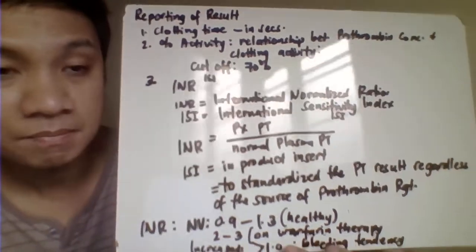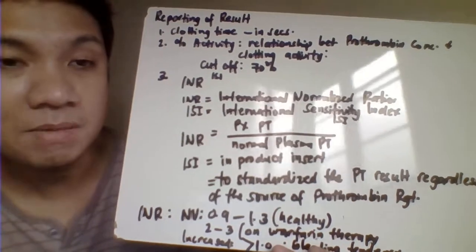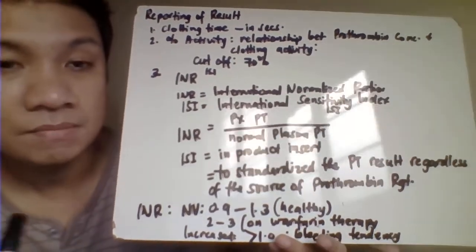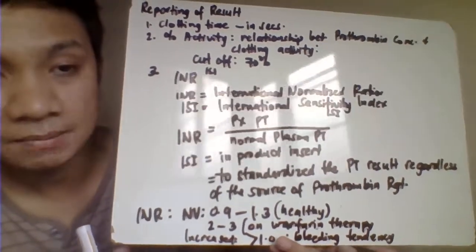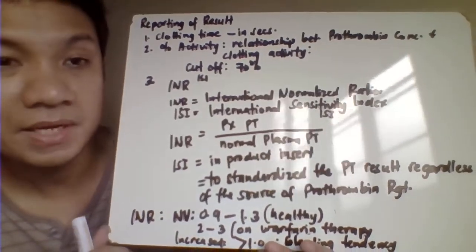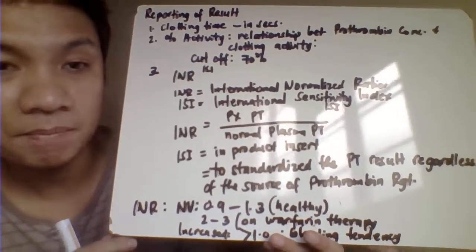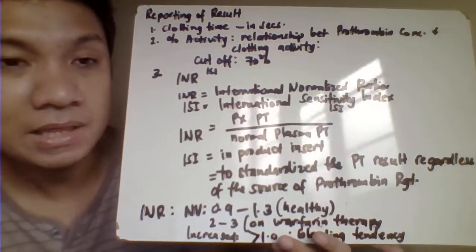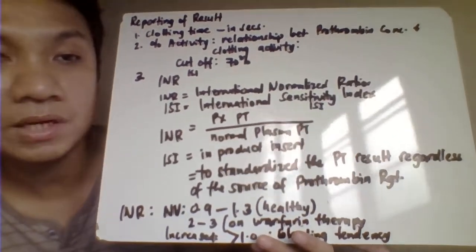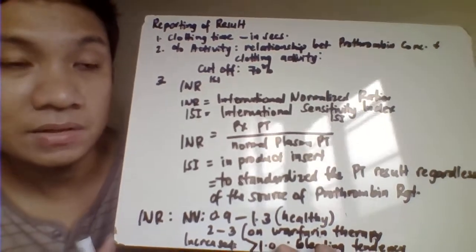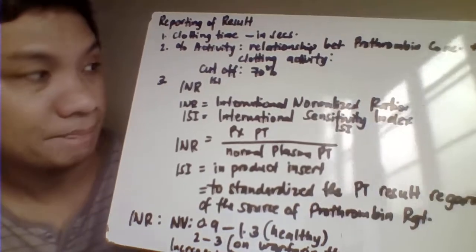Pag medyo mababa, so 70%, then ang percent activity ng prothrombin patient natin is less than 70%, the patient would have a bleeding tendency. So like for example, pag nirequest ng patient natin ng prothrombin time, then mag-undergo ng surgical operation ng patient natin. If the prothrombin time niya is less than 70%, then dapat hindi siya mag-undergo ng surgical operation. Because that would result here to the massive bleeding of the patient during the surgery.